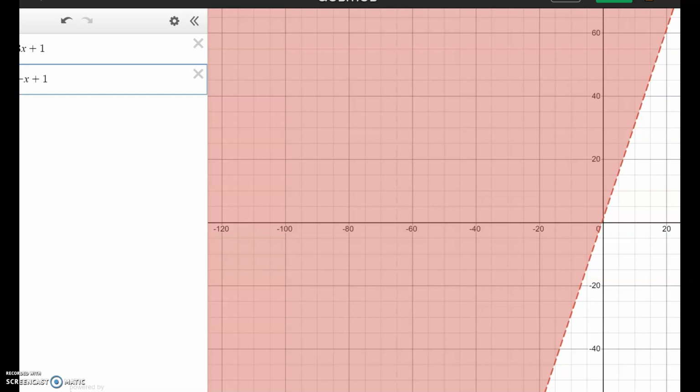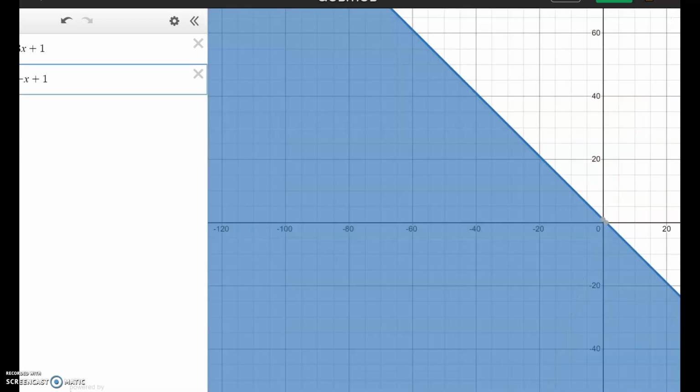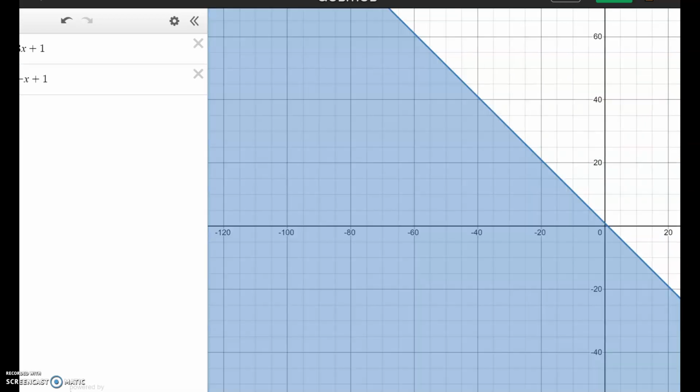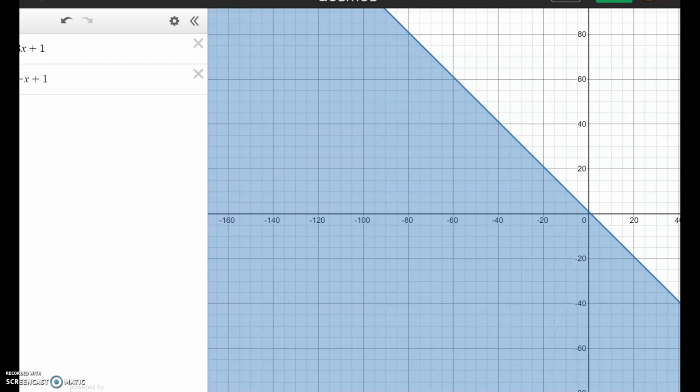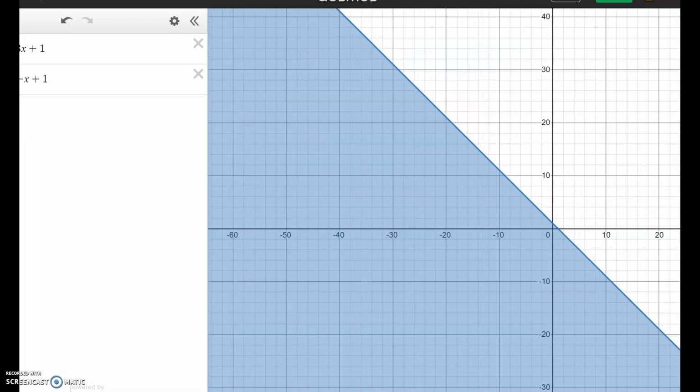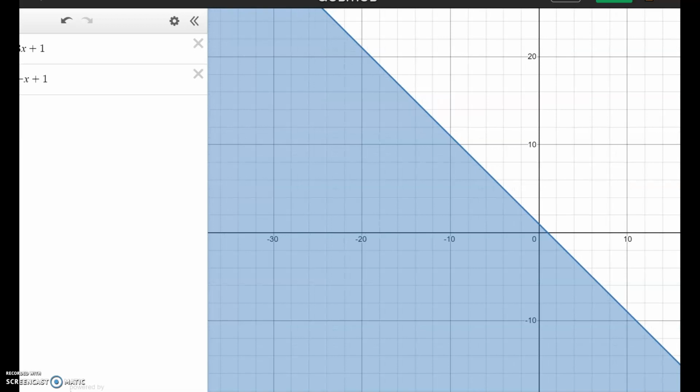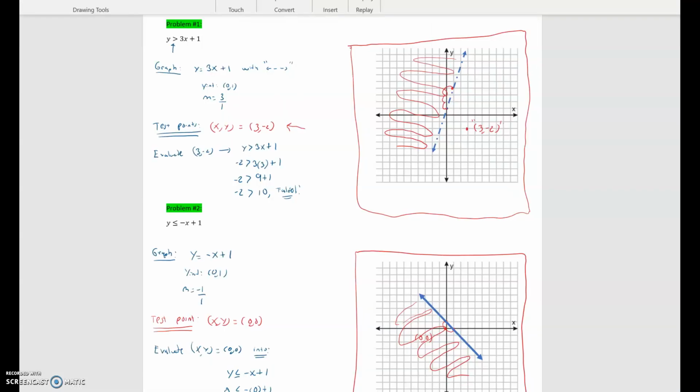The second one, the line was less than or equal to 1, and this is what it looks like. So let me make it a little bit smaller. And notice that, well, we tested 0, 0. In this case, 0, 0, it's very close to the boundary, but all your coordinate points are the ones below it. That's actually it for these two problems. I'll put the other ones in another video.